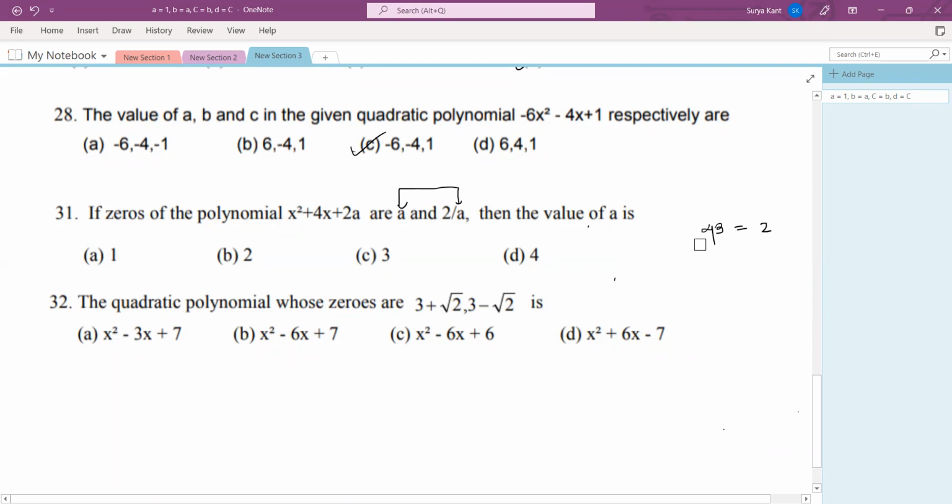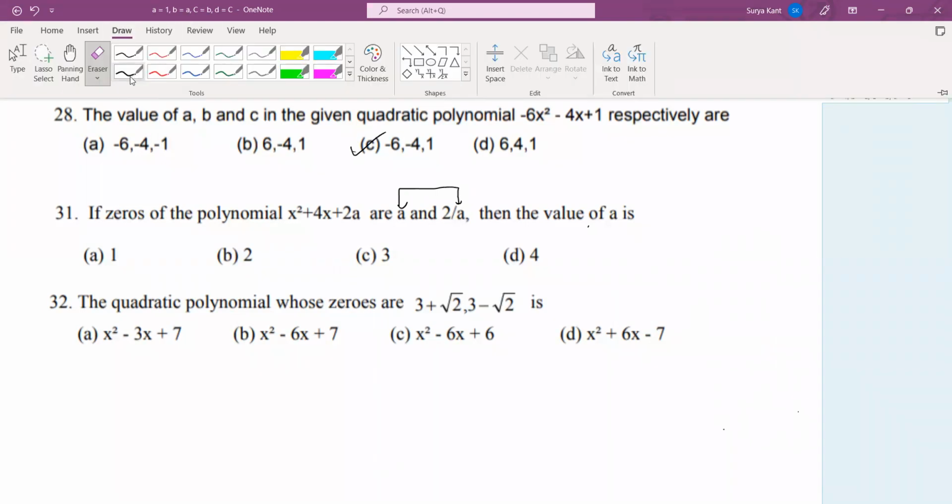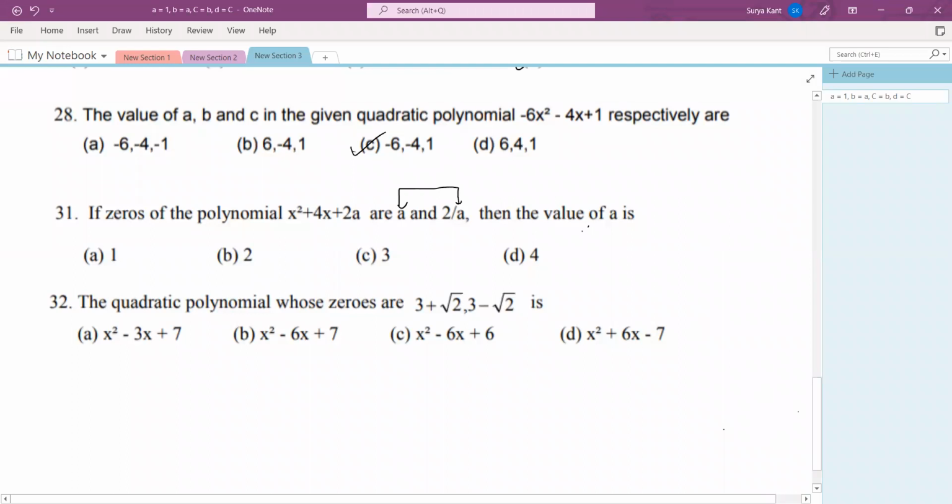Sir, I switched 2 in place of a, and if I couldn't do it with other numbers, like I couldn't get the zeros of it, so I just switched. Only 2 was working to find the zeros. Achha, 2 into 2 by 2. This only is working, right? Then only 2 is coming.